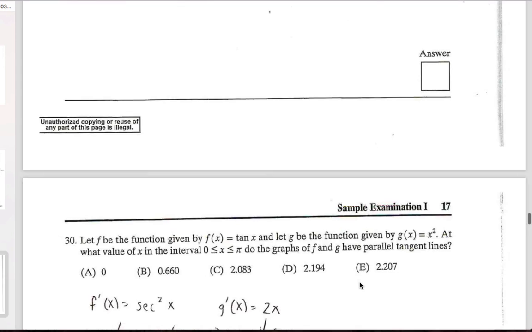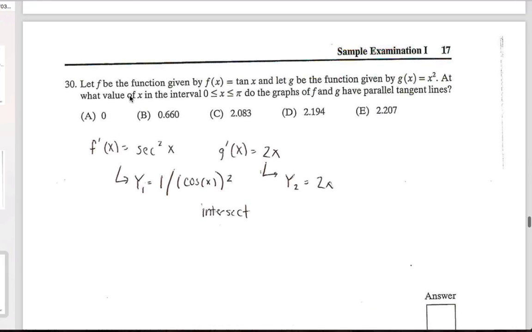Okay, now we're in the calculator section. So I want to go over number 30. So this one is saying that f be the tangent of x, let g be x squared. Where do they have parallel tangent lines? Parallel tangent lines, parallel means same slope, right? So let's find the slope. Tangent x, the derivative of tangent x is secant squared. The derivative of x squared is 2x. Again, make sure you know the derivative of tan x is secant squared. Fair game from now on, okay?